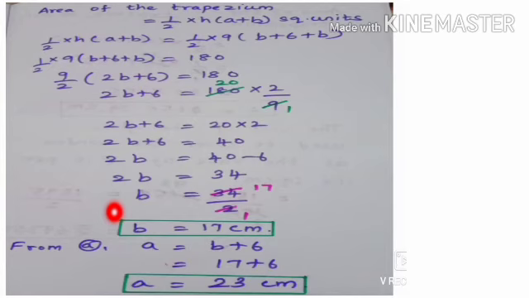So what is a? In the problem, it's given that a is equal to b plus 6. So when we add 6 with this value 17, we get the value of a. So 17 plus 6 is 23. So a is equal to 23 and b is equal to 17 centimeter, which are the values of the parallel sides.